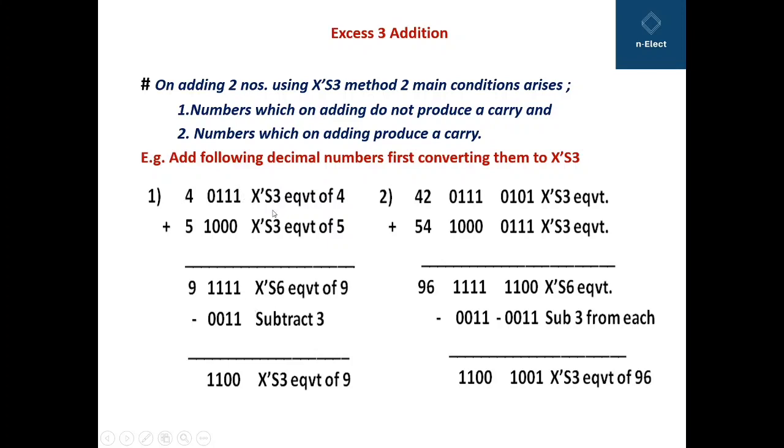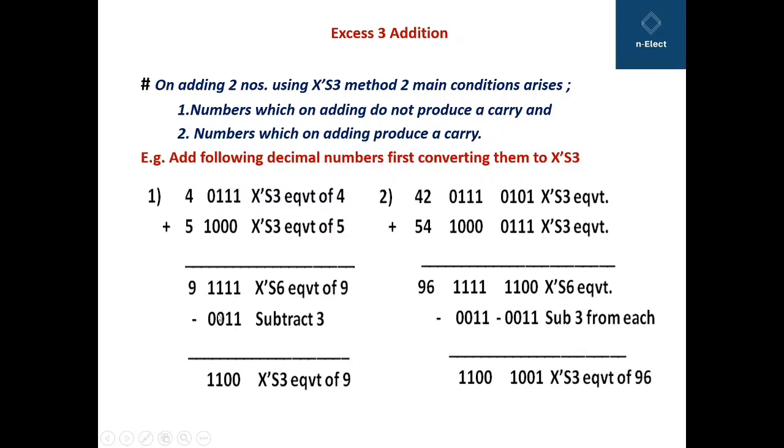Naturally, we have added two XS3 numbers, so we are getting the result which is the XS6 equivalent of the result we are obtaining here. This 4 plus 5 is 9, and XS6 of this we are getting here. But we want the result in XS3, therefore we will subtract 3 from this result, so that the result obtained will be in XS3. Therefore, we will subtract 0011 from this 1111. Why are we subtracting it? Because we have obtained the result in XS6 equivalent of 9, and we want the result in XS3 equivalent. So XS6 minus this 3 will give us the result in XS3.